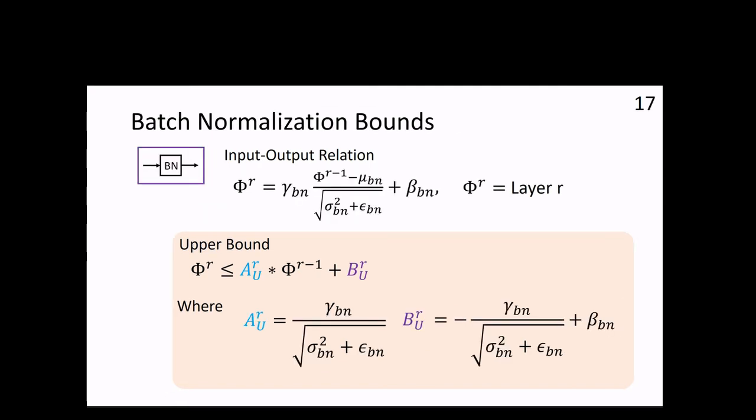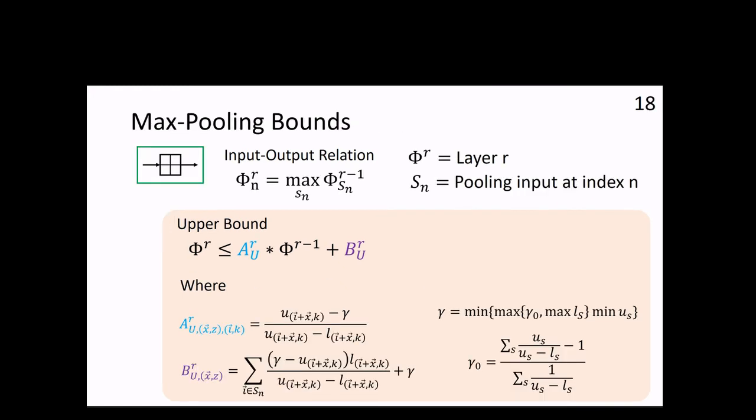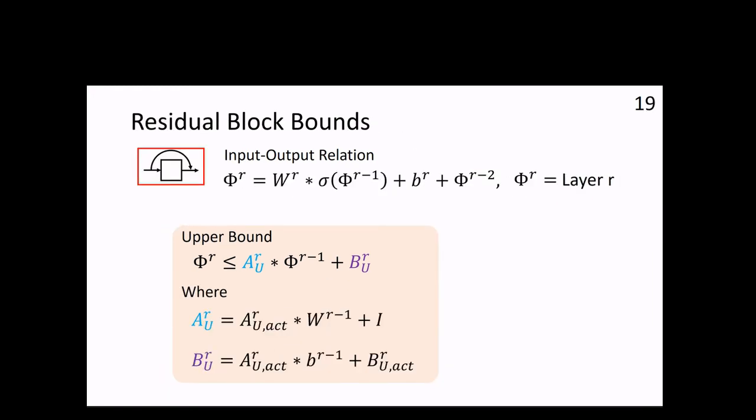Similar bounds can be found for batch normalization, max pooling layers, and residual blocks. In all cases, the bounds have the same form, a convolved with phi plus b. The only difference is in the a and b values. Indeed, any layer that has bounds of this form can be incorporated into our framework.